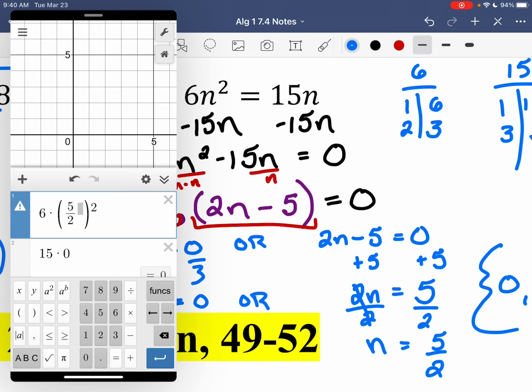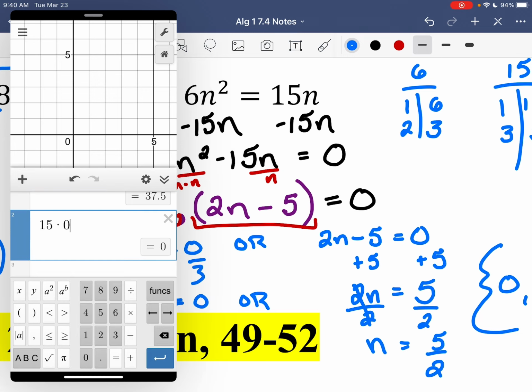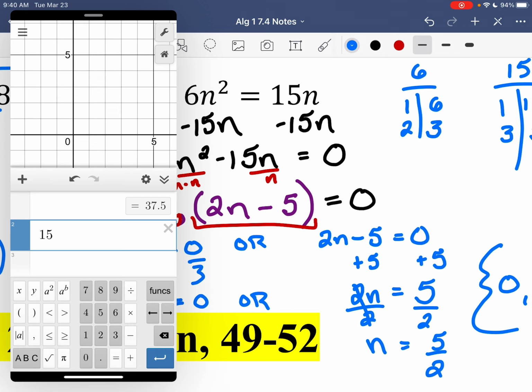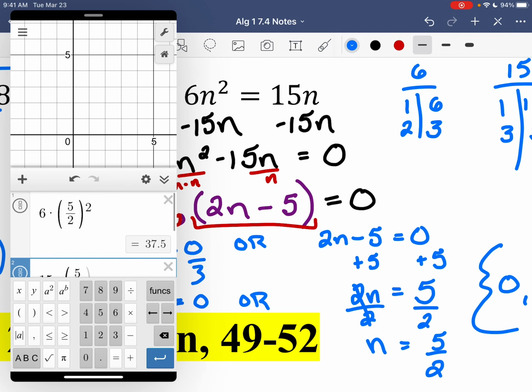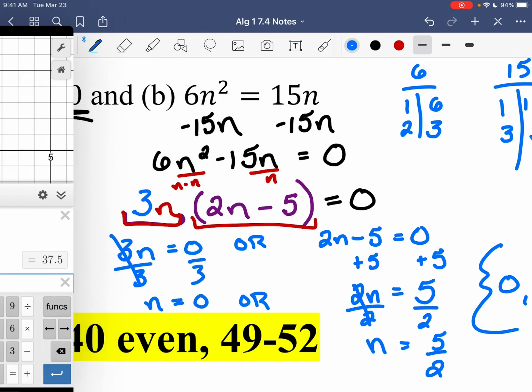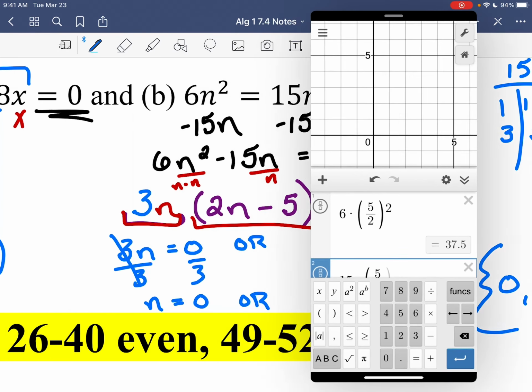All right. Okay, to the second is 37.5. Is that the same as 15 times 5 over 2? 37.5, it is. So 5 halves and 0 both work. We checked them, we're good.